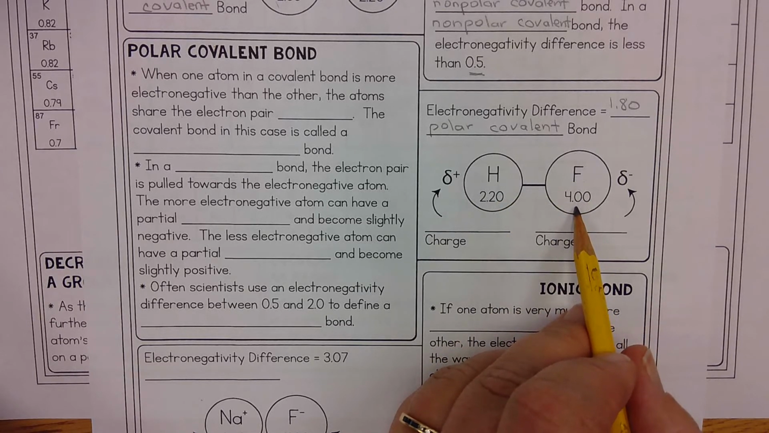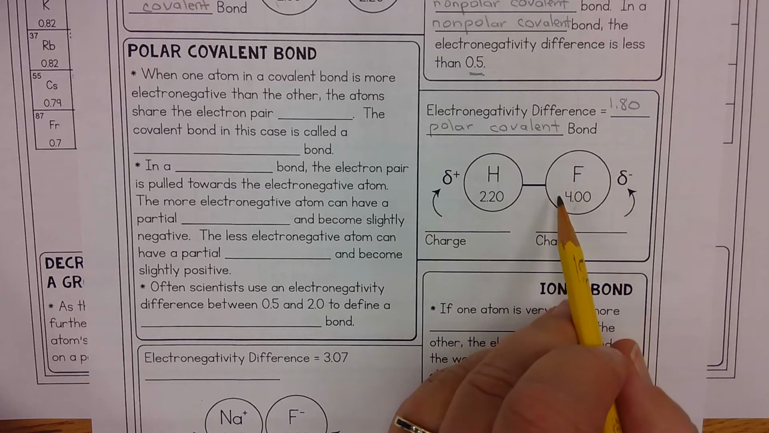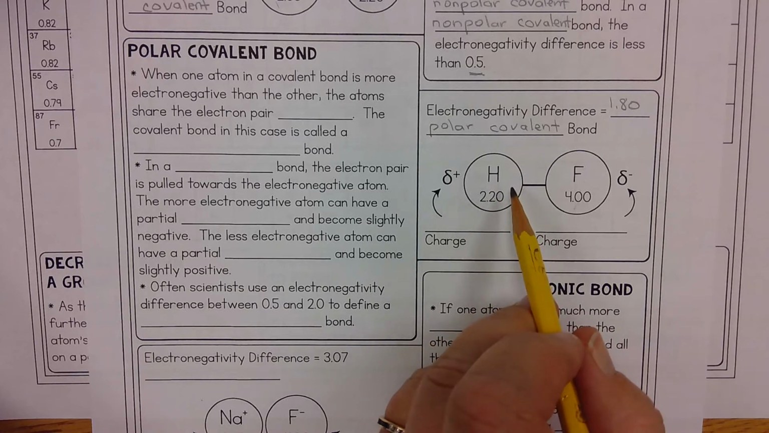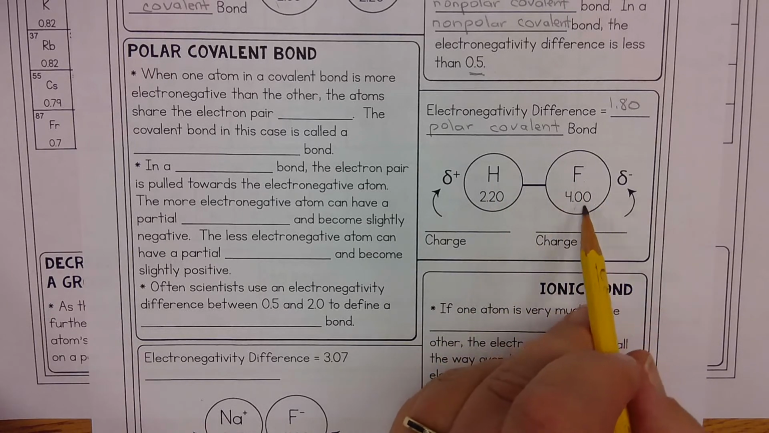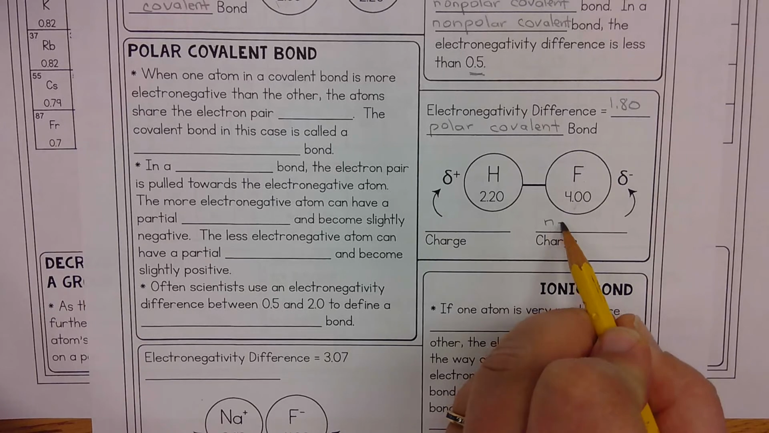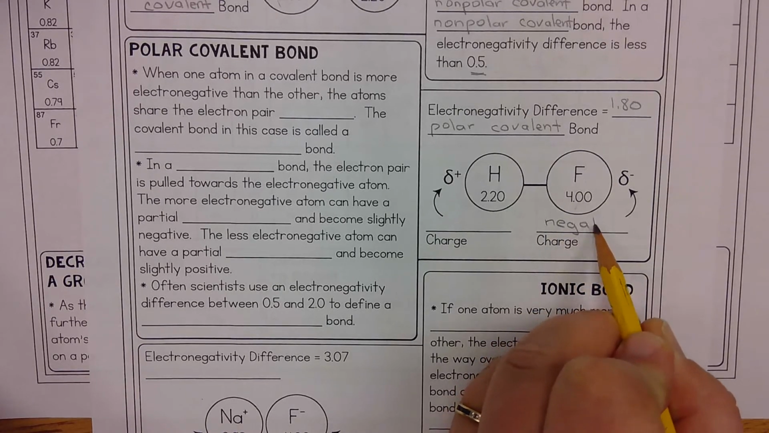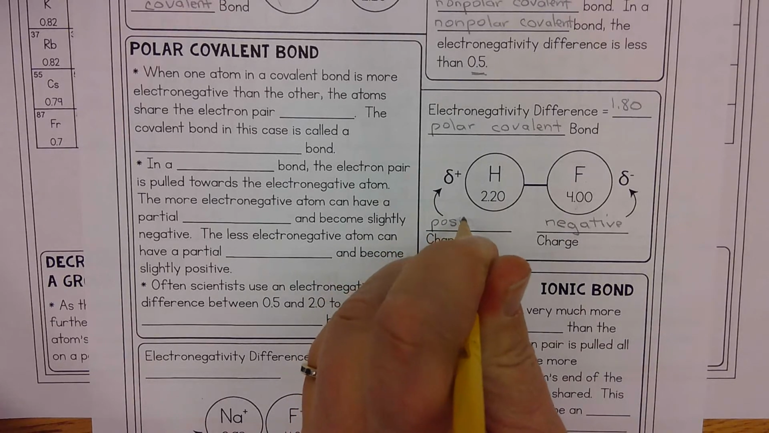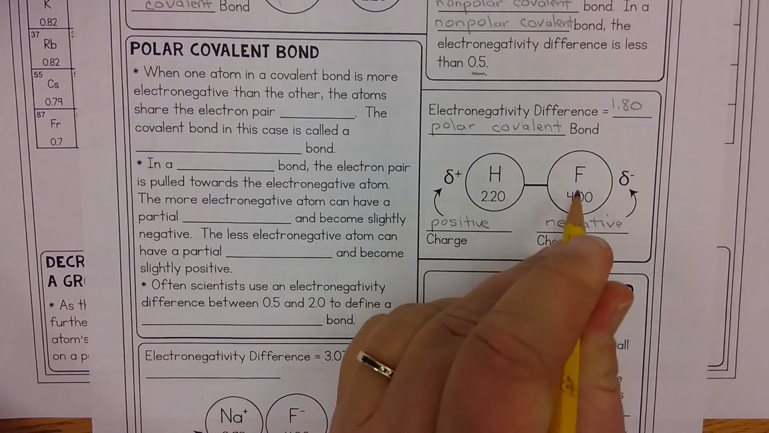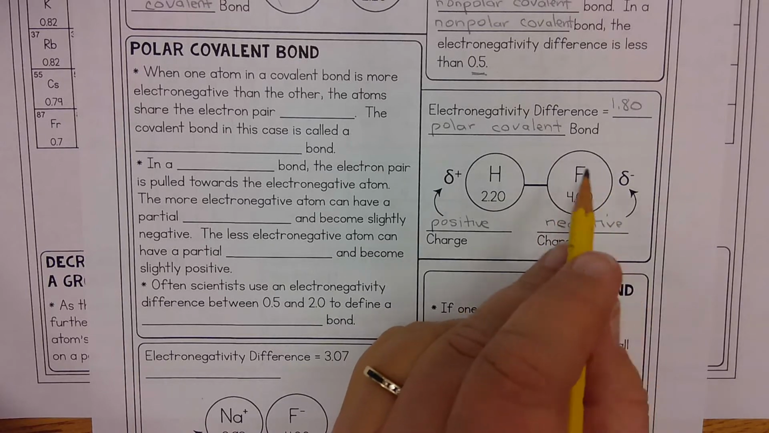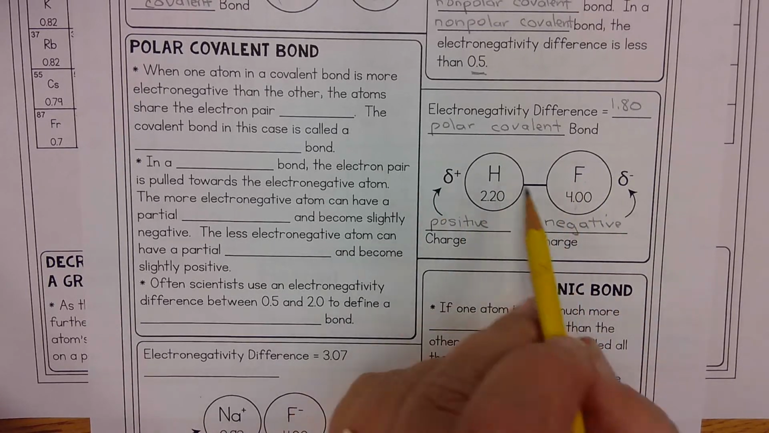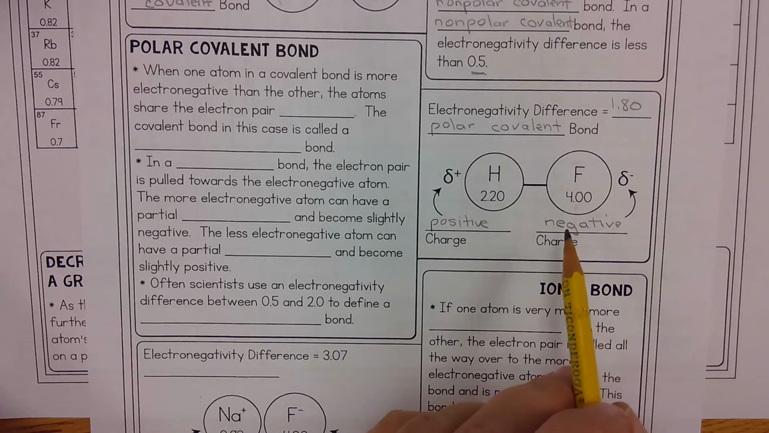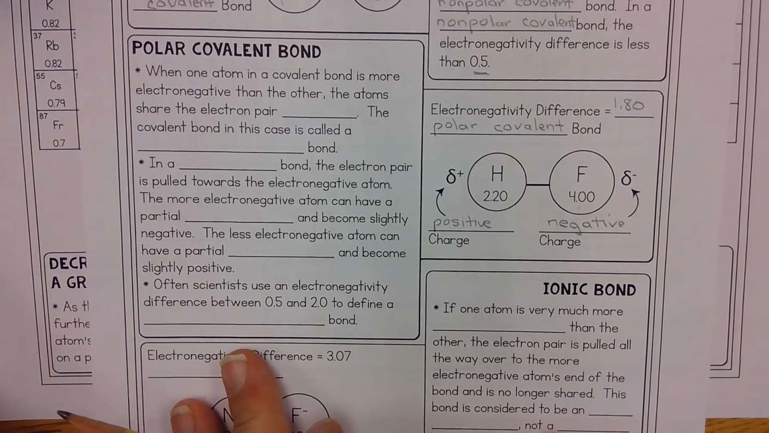Because this electronegativity is higher, the electrons spend more time hanging out over here and less time hanging out over here. So because they're more often over here, we end up with a negative charge on this side of the molecule and a positive charge on this side, because this number is higher. They're still shared between the two, but that gives a slightly negative charge over here.